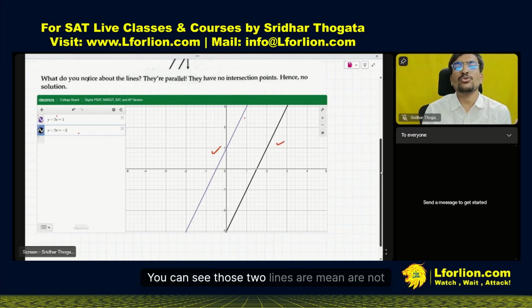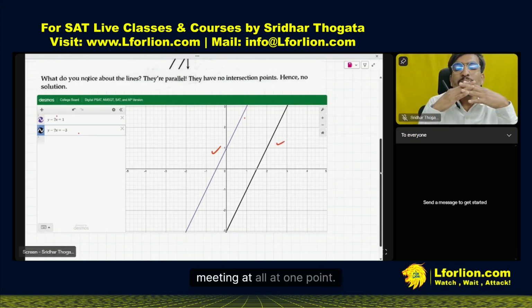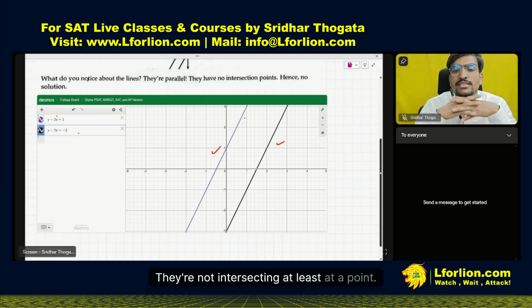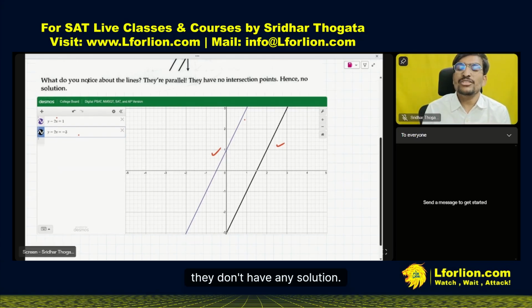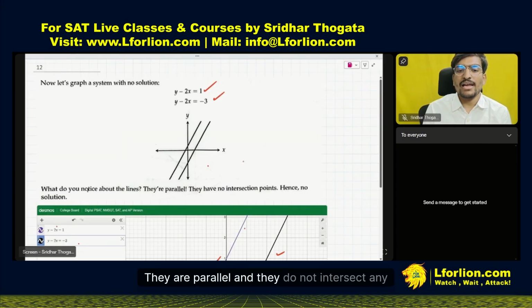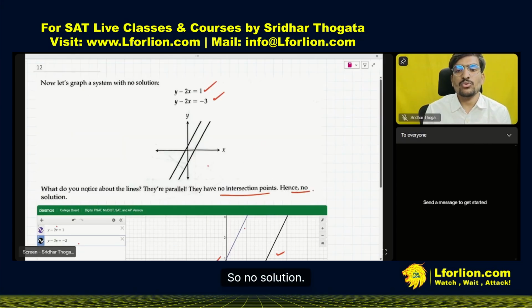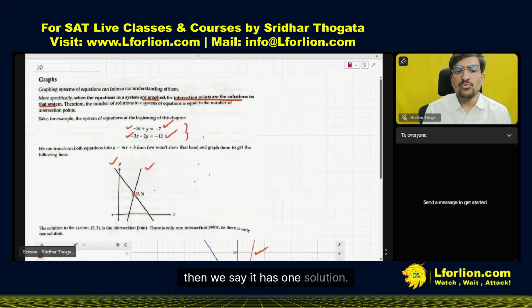You can see those two lines are not meeting at all at one point. They're not intersecting at even a single point, so we say they don't have any solution. They are parallel and they do not intersect at any point, so no solution. If they intersect at one point, then we say it has one solution.